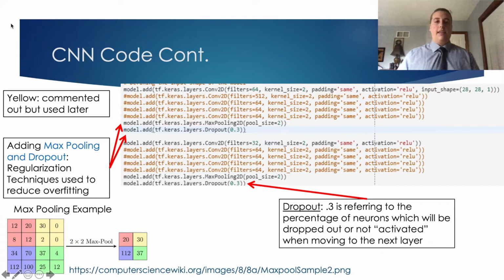Okay, and in this case, the yellow lines are commented out, so those are used later, so don't worry about those. But I added a max pooling and dropout layer, and what those do is they reduce overfitting. So max pooling is saying if you took a 4 by 4 image over here, it's going to take the max pixel value of whatever size your max pool is. In my case, I did 2 by 2, and it took 20 from the top left, 30 from the top right, and it does this to shrink the image a little bit. And then dropout is the percentage of nodes that are not going to be activated or not sent to the next layer. Both of these techniques reduce overfitting.